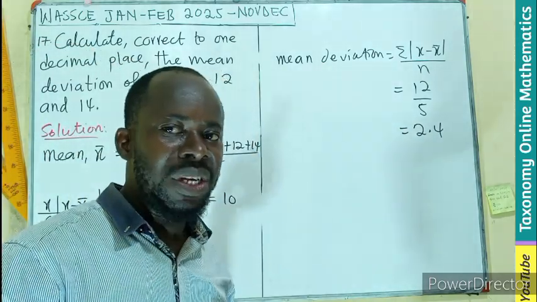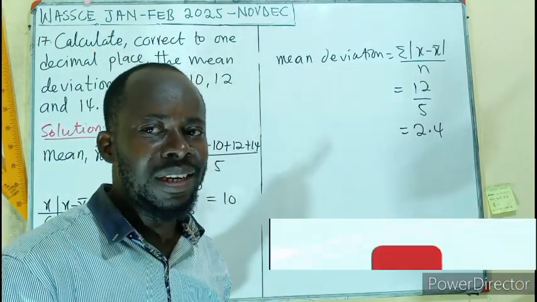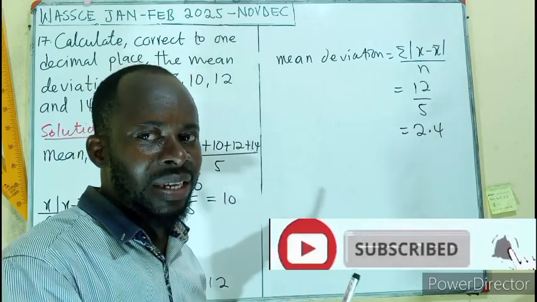Remember, the mean deviation is different from the standard deviation. So there is no square root applied in this case.